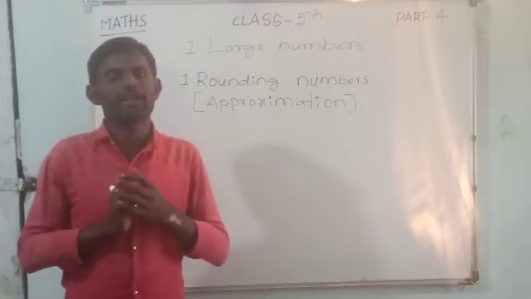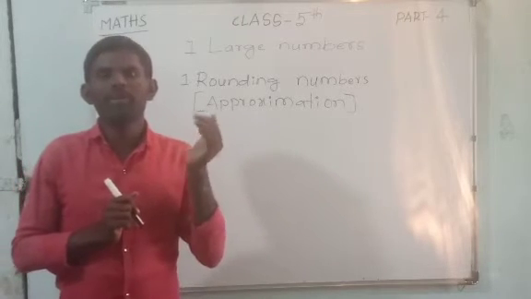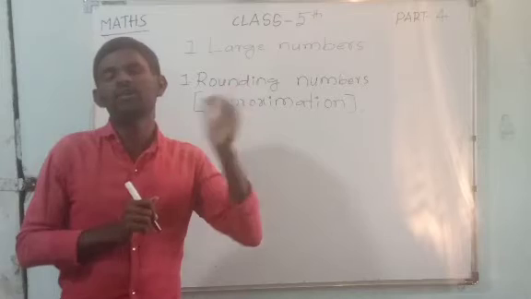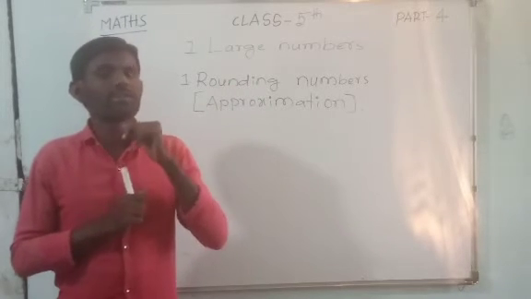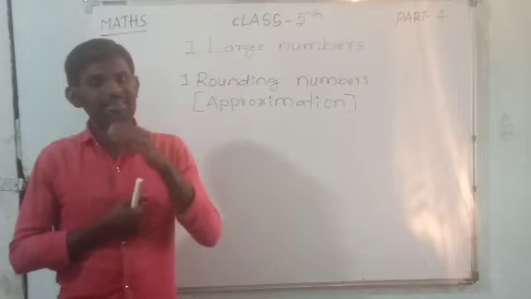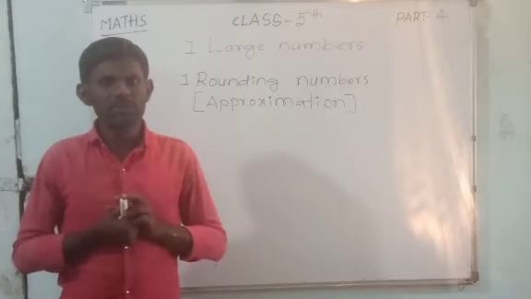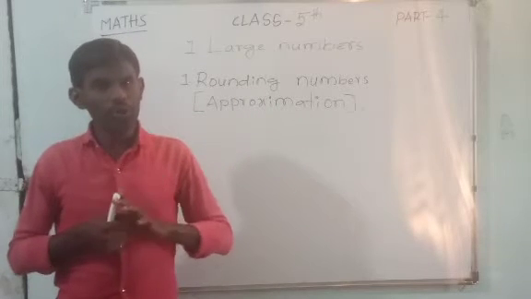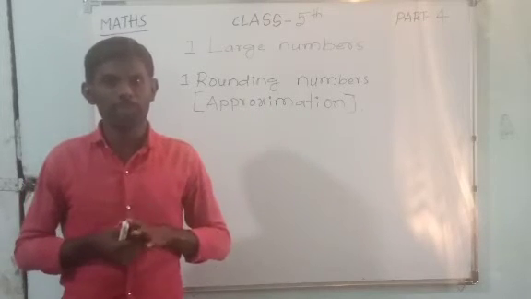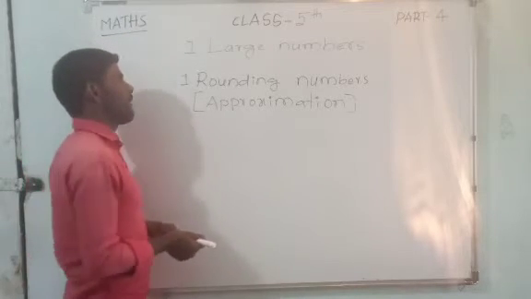Suppose, for example, dear children, 9 rupees is very near to 10 rupees. Suppose here 2 rupees, is it a nearest value to 10 rupees? No. 6 rupees is also near to 10 rupees. Then 4 rupees, is it nearest to 10 rupees? No. Like that, the nearest numbers are the rounding numbers.